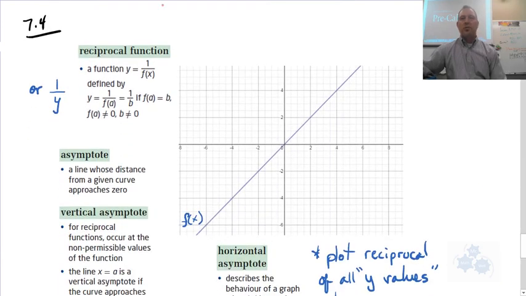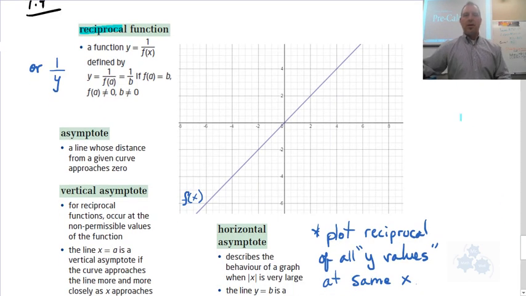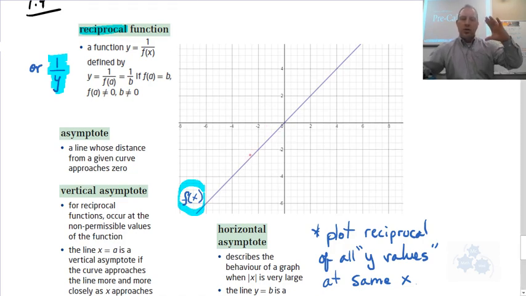7.4, finally, reciprocal. Reciprocals can be tricky, so I'm going to take a little bit more time with this one. If you have a function f of x, like I've shown here, just this line, what you're looking for is the graph of y equals 1 over f of x. That's what the reciprocal means. 1 over y is another way to think about it. So take all of your y values, take the reciprocal of them, and plot that.